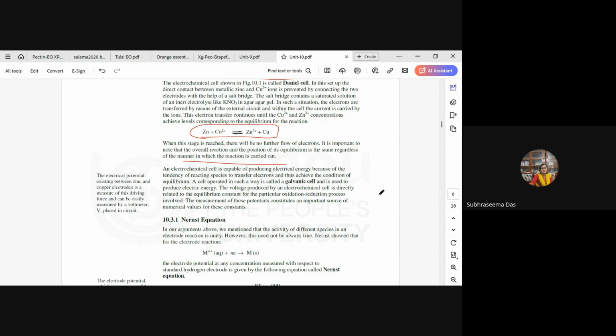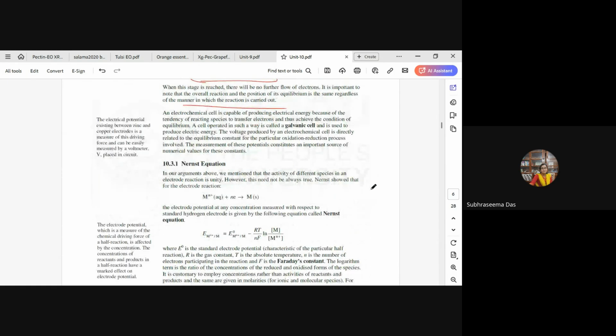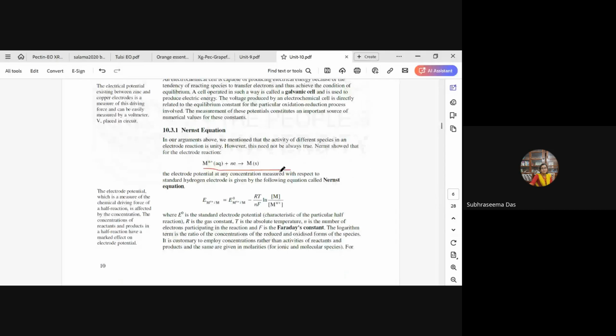For such cells, the measurement of EMF or the potential becomes very important. For this, the most commonly used equation is the Nernst equation, which gives us the EMF of the cell or the redox potential of each individual electrode. Let us consider one electrode reaction where Mn+ gains n electrons to form the metal M in solid state. Then according to the Nernst equation, the electrode potential can be given by this equation.